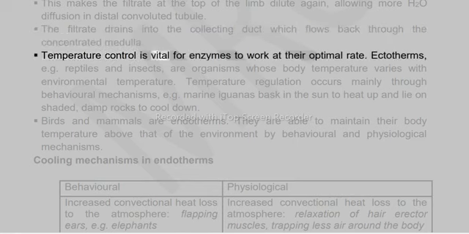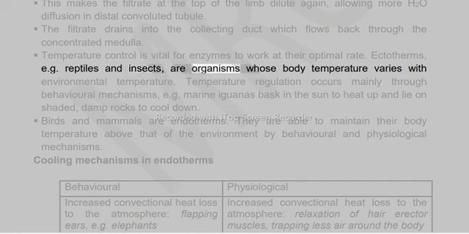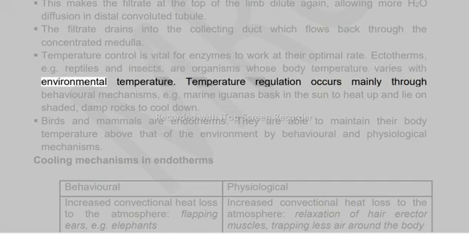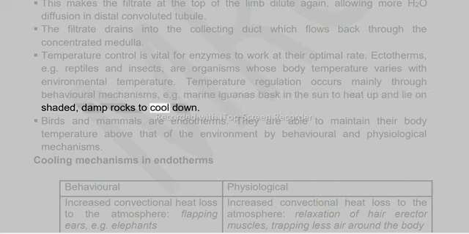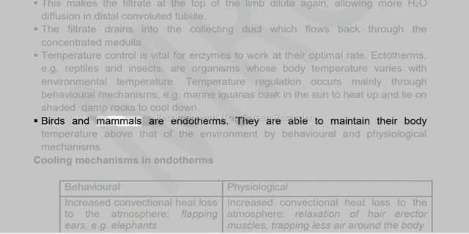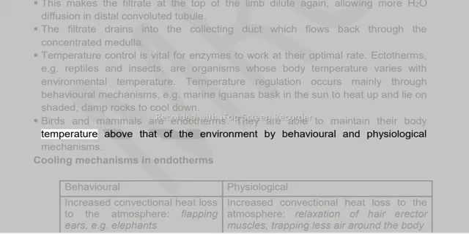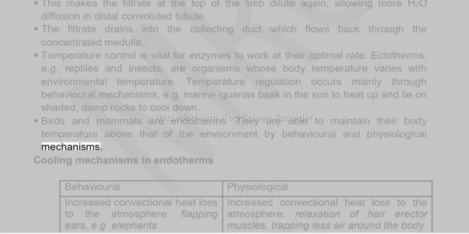Temperature control is vital for enzymes to work at their optimal rate. Ectotherms, e.g. reptiles and insects, are organisms whose body temperature varies with environmental temperature. Temperature regulation occurs mainly through behavioral mechanisms, e.g. marine iguanas bask in the sun to heat up and lie on shaded, damp rocks to cool down. Birds and mammals are endotherms. They are able to maintain their body temperature above that of the environment by behavioral and physiological mechanisms.